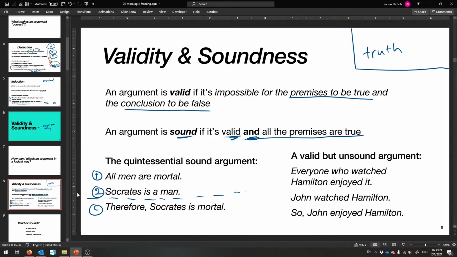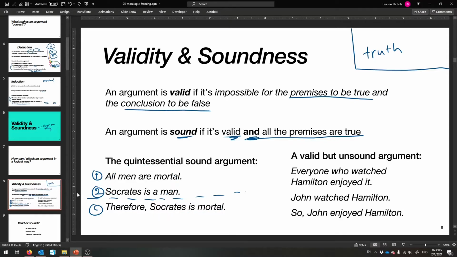This is a sound argument because, well, it's got to be valid, so let's check validity. All men are mortal, Socrates is a man. If those are true, then Socrates is mortal must be the case. So let's prove that this is valid. Let's assume that this is true. All men are mortal. Socrates is a man. If Socrates is a man and all men are mortal, that means Socrates is mortal. See that play by play? So yes, this is totally valid, because this follows naturally from these two assumptions.